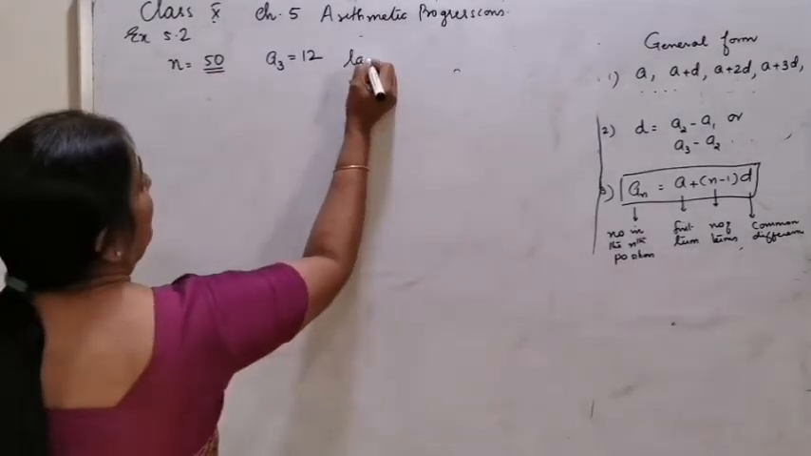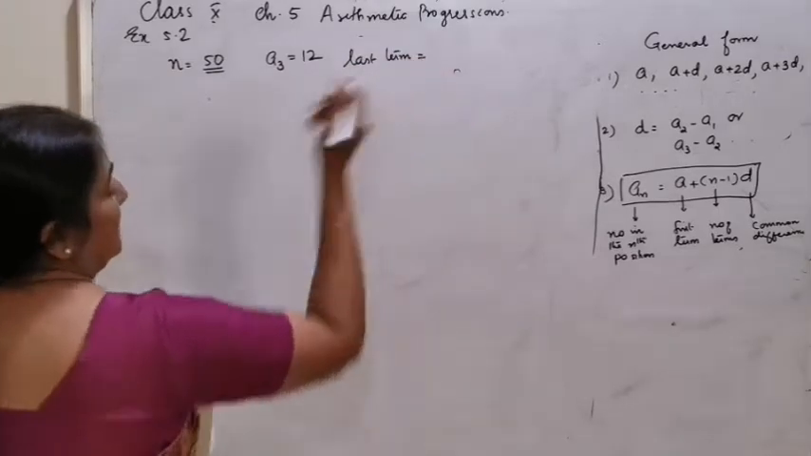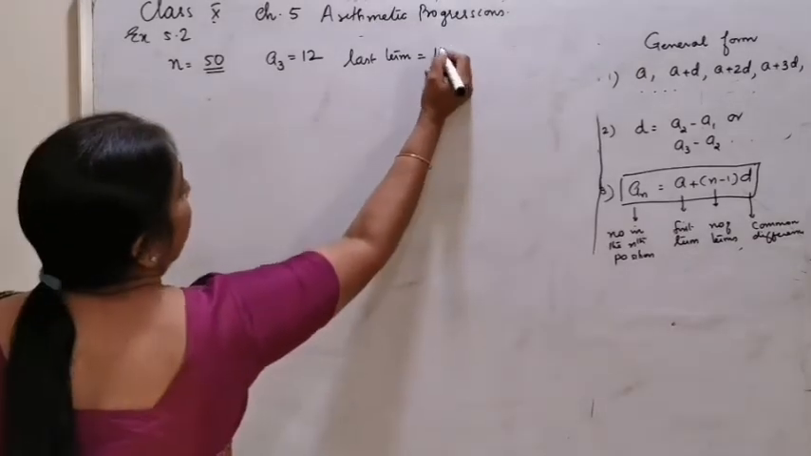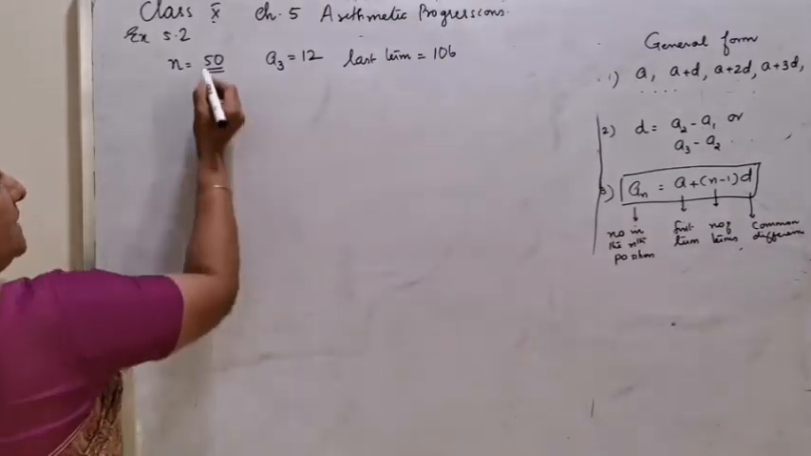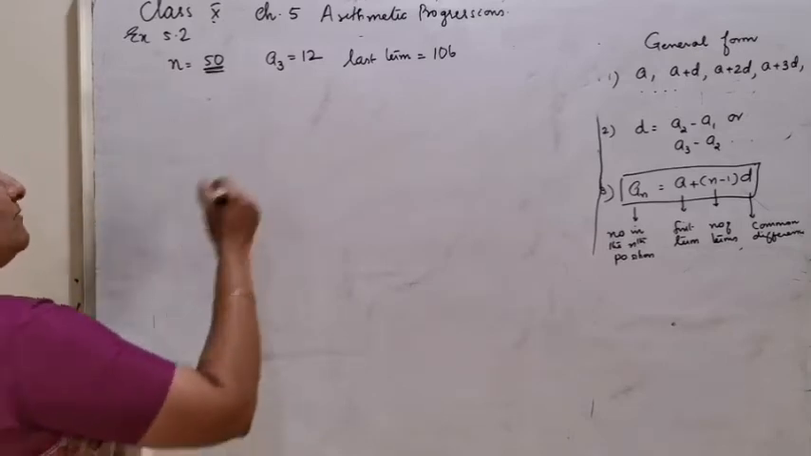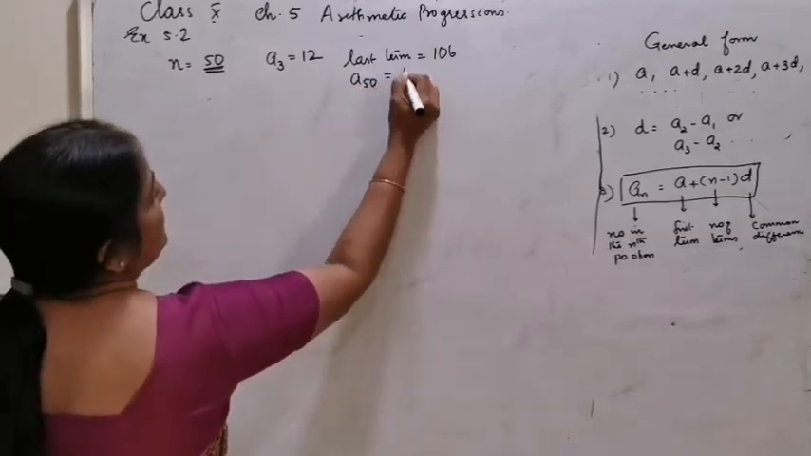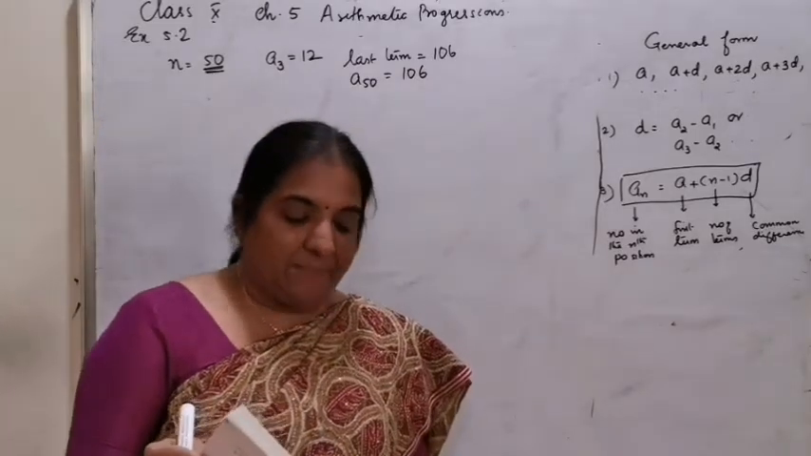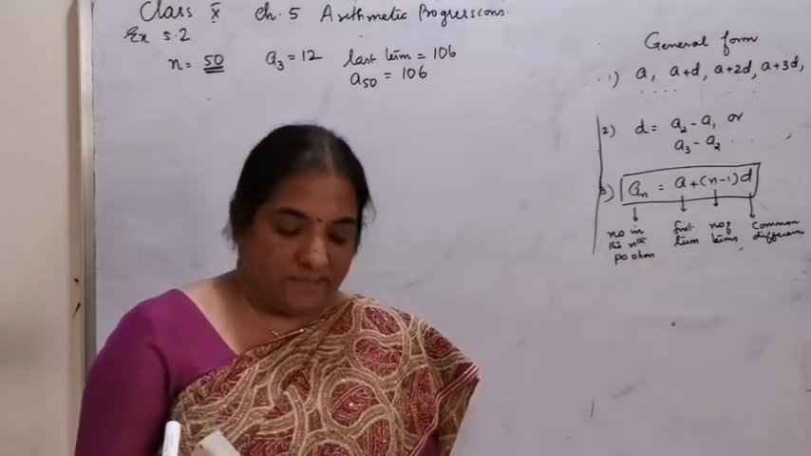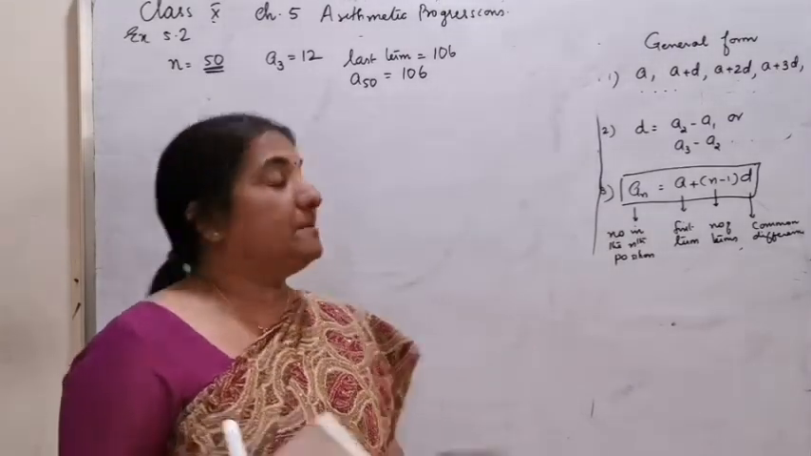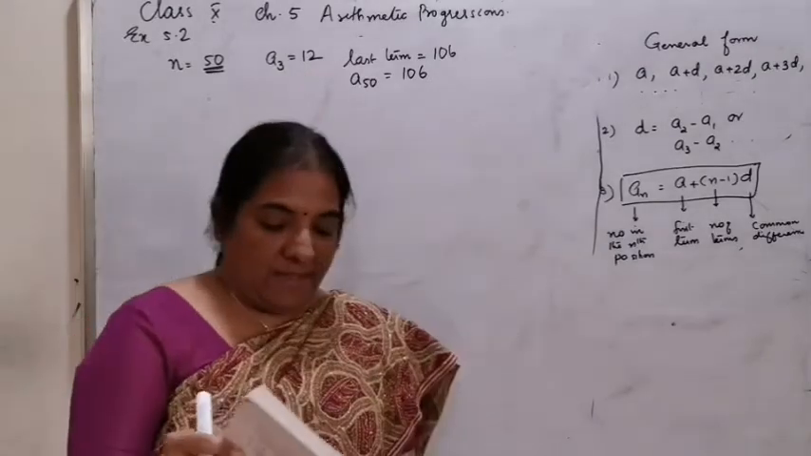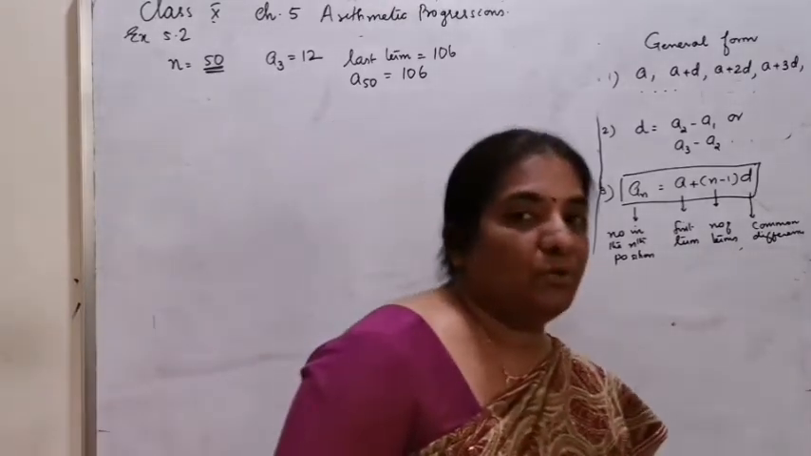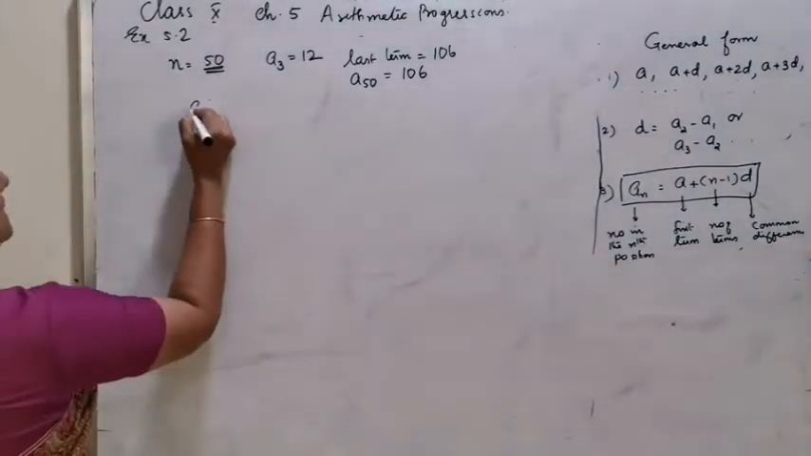What is the meaning of last term? The last term is given as 106. Last term means, as there are 50 terms, A50 is equal to 106. Once again, an AP consists of 50 terms, that means N is equal to 50, in which the third term is 12 means A3 is equal to 12 and the last term is 106. Find its 29th term. You are asked to find out A29.